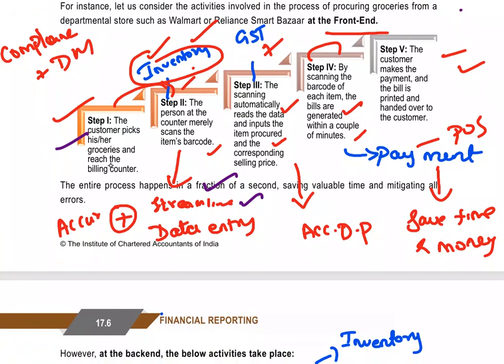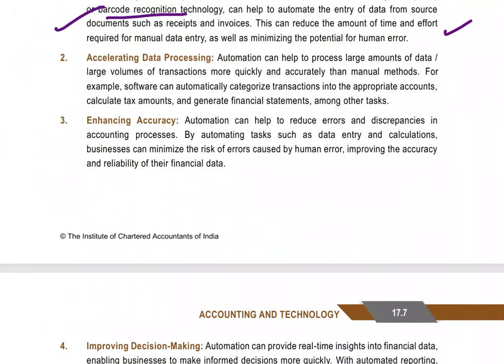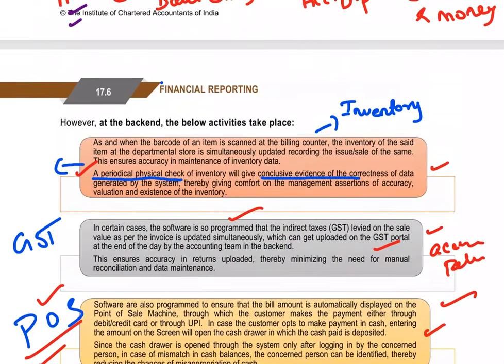Not only streamlining the data entry, when you are doing the barcode scanning, that will also improve your accuracy. You are getting the accuracy of your inventory, right? So it is also ensuring and enhancing your accuracy. You can write two points here.